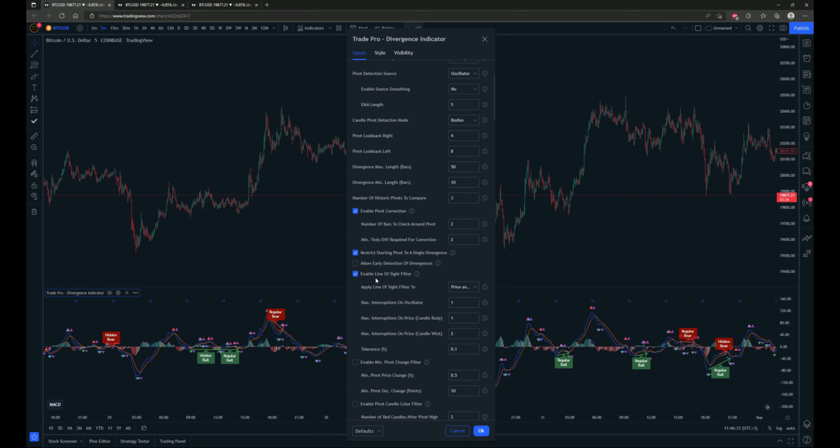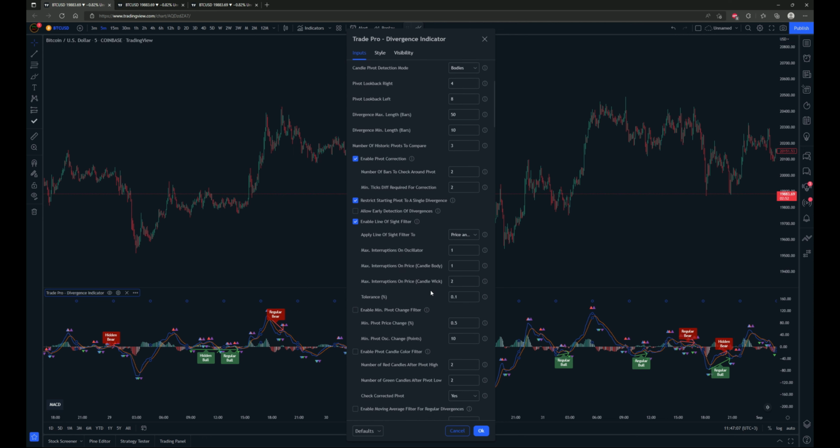Now enable line of sight filter, and then a few different parameters that you can set in here. So this says, if enabled, a divergence will only be considered valid if the pivots that make up the divergence can be connected with a line that is not crossed by any candles on the price or by any value on the oscillator. In other words, the indicator verifies that the line of sight between the points making up the divergence is clear and uninterrupted. So again, trying to make these divergences as accurate as possible as best we can using PineScript.